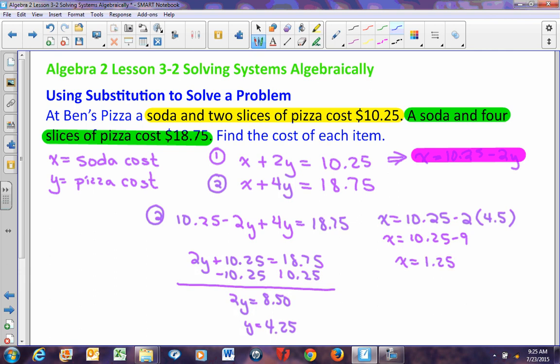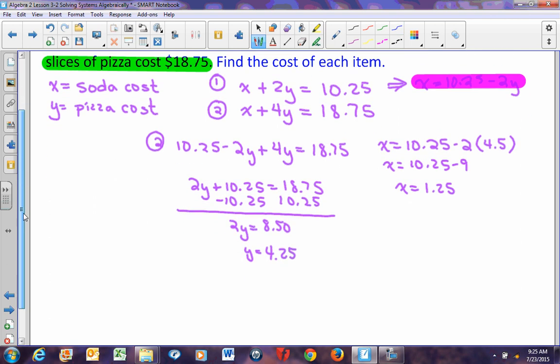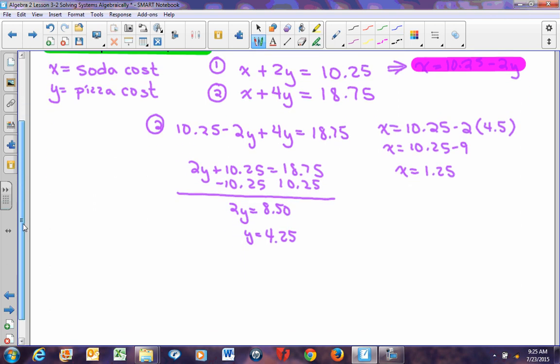Since this is a word problem, you should answer it in a complete sentence. So I'm going to answer this in a complete sentence. I would just write: a soda costs $1.25 and a slice of pizza costs $4.25.